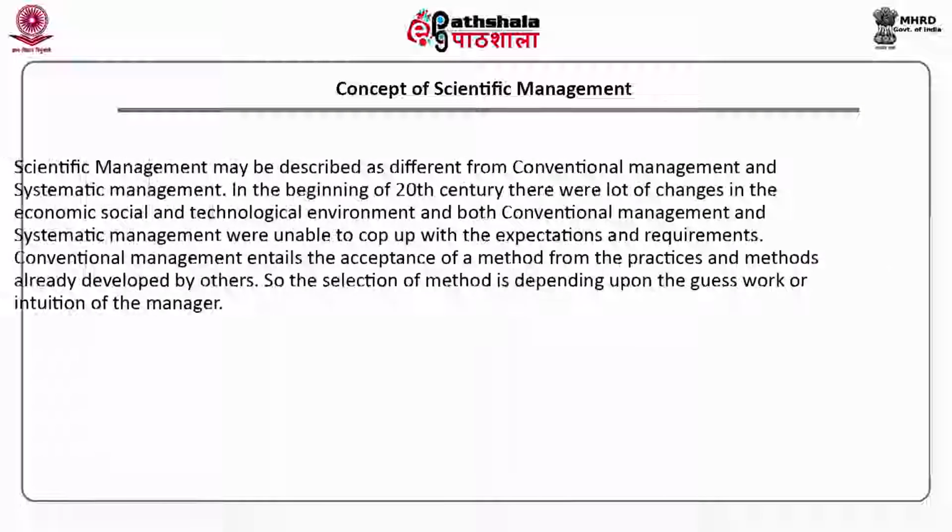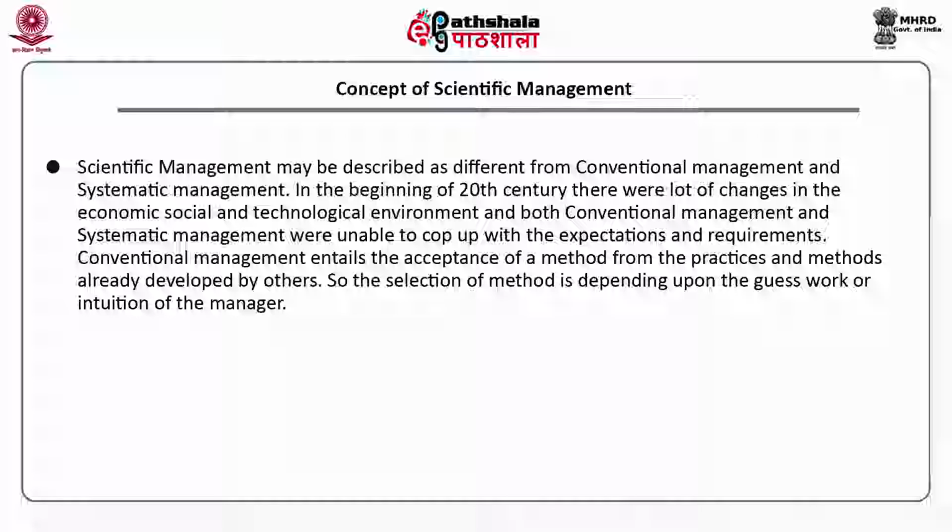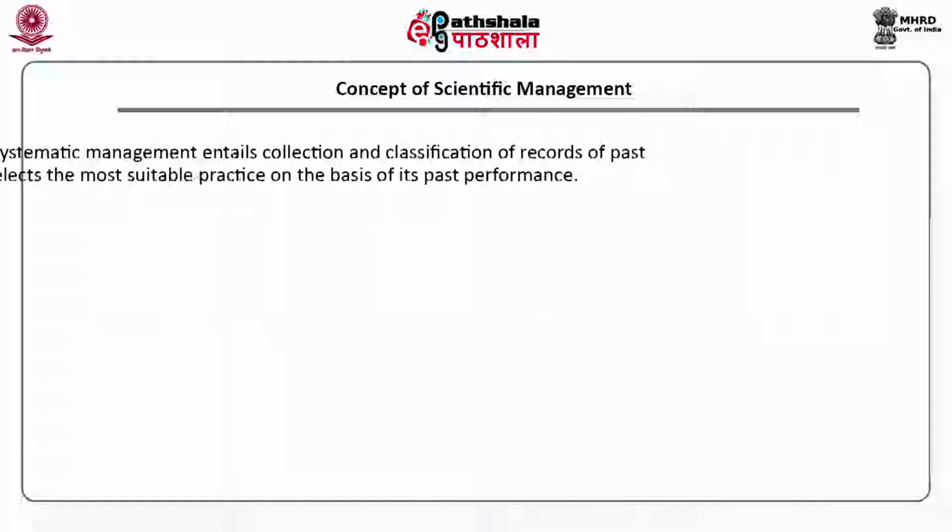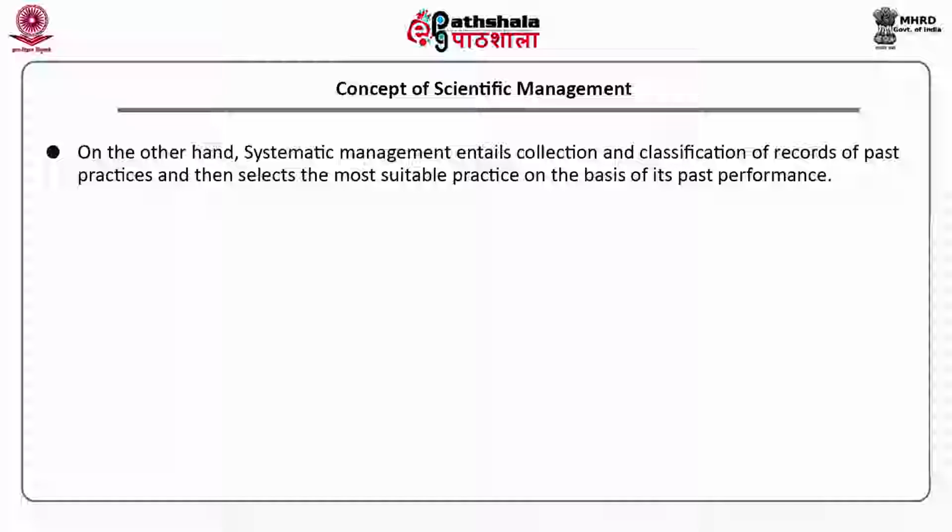Concept of scientific management. Scientific management may be described as different from conventional management and systematic management. In the beginning of the 20th century, there were a lot of changes in the economic, social and technological environment, and both conventional management and systematic management were unable to cope with the expectations and requirements. Conventional management entails the acceptance of a method from the practices and methods already developed by others, so the selection of method depends upon the guesswork or intuition of the manager. On the other hand, systematic management entails collection and classification of records of past practices and then selects the most suitable practice on the basis of its past performance.